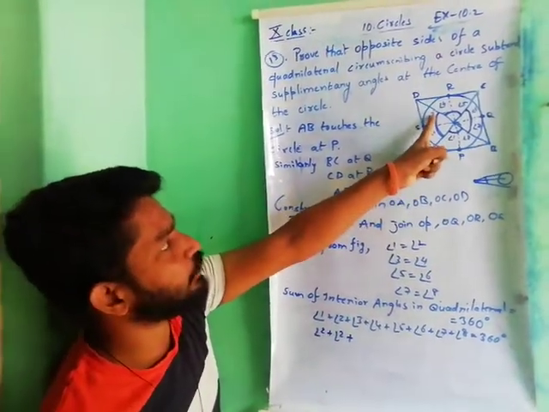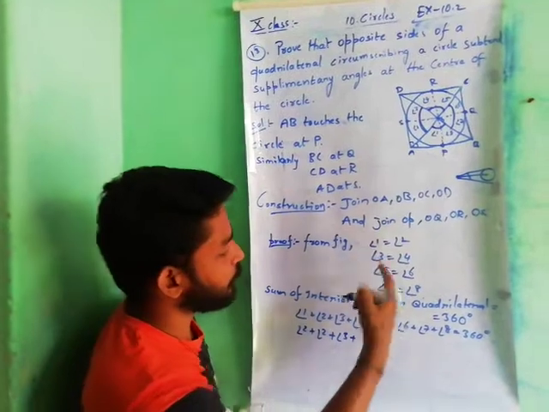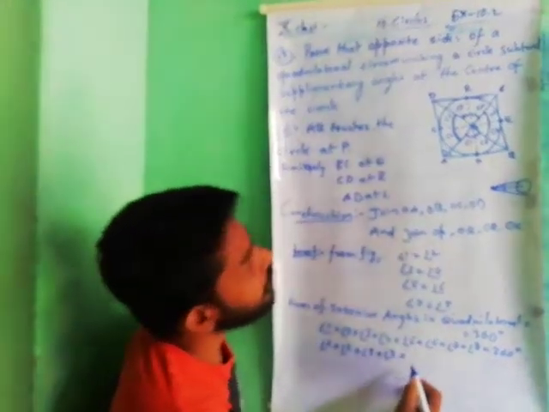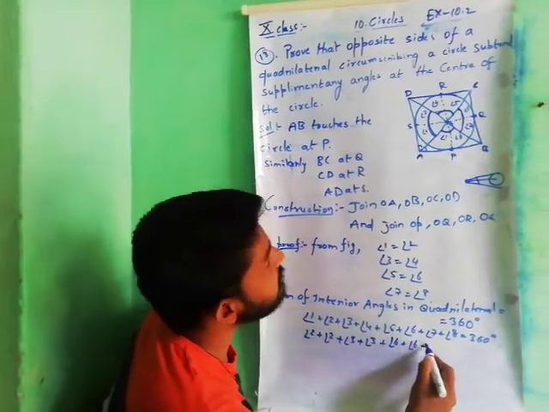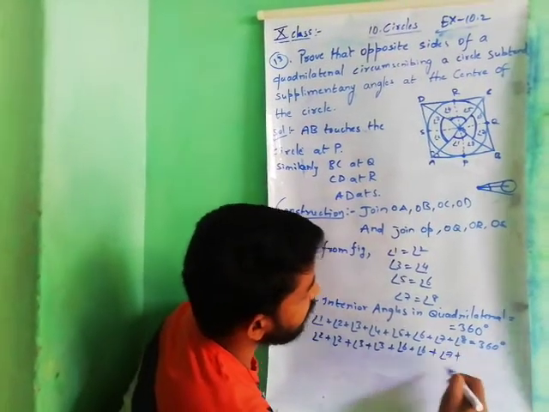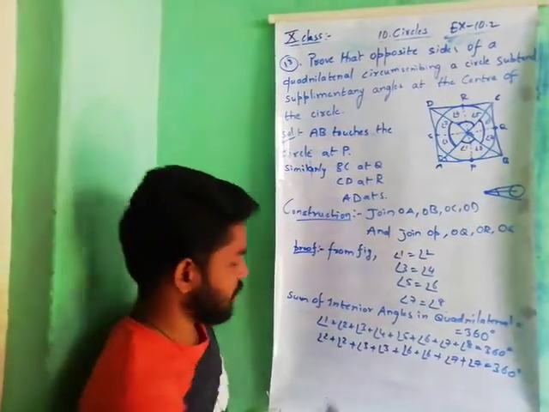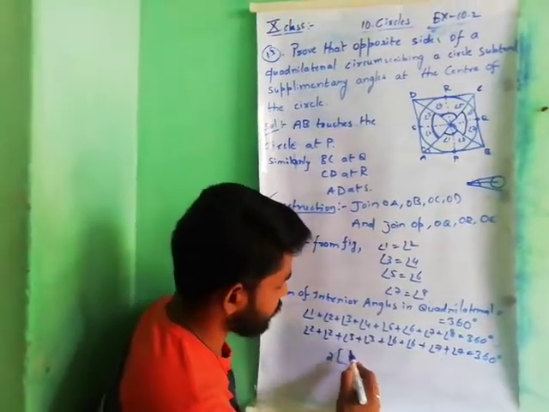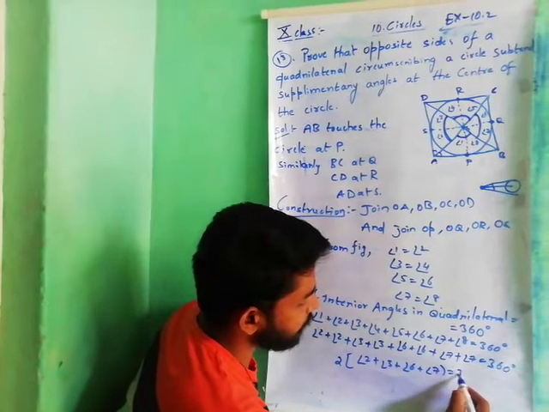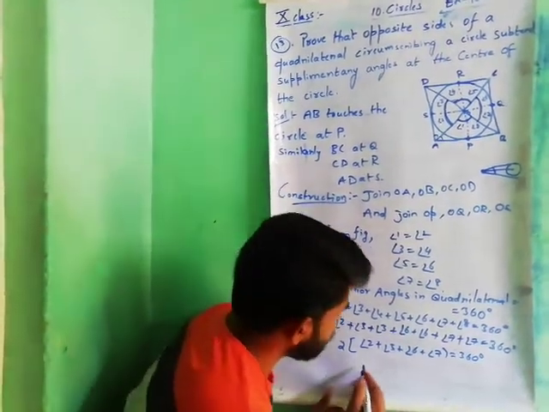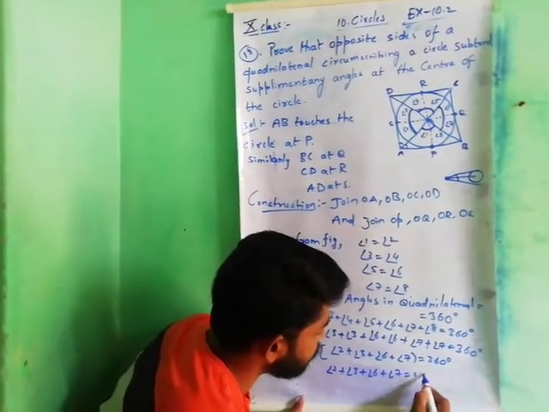Here I want to prove angle 2, angle 3, angle 6 and angle 7. So angle 4 is equal to angle 3. So here also angle 5 is equal to angle 6. So angle 6, angle 6 and angle 7, angle 8 is equal to angle 7, is equal to 360 degrees. Understand? So 2 times of angle 2 plus angle 3 plus angle 6 plus angle 7 is equal to 360 degrees. So angle 2 plus angle 3 plus angle 6 plus angle 7 is equal to 180 degrees.